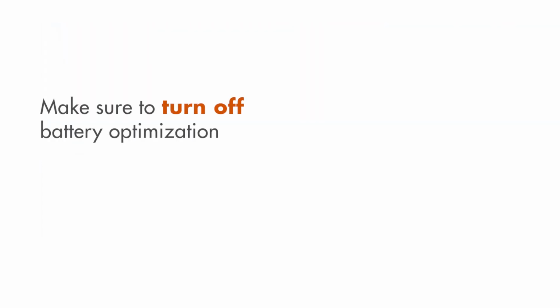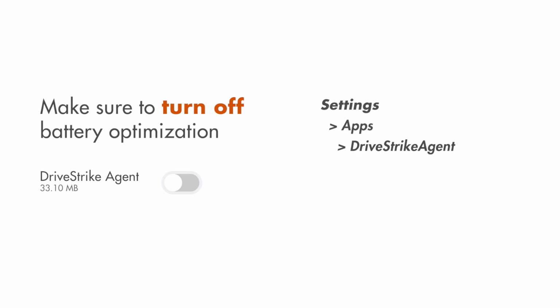Once the phone becomes accessible, make sure to turn off battery optimization by going into Settings and finding the Apps section. Select the DriveStrike Agent application, followed by the battery settings, and select Optimize Battery Usage.